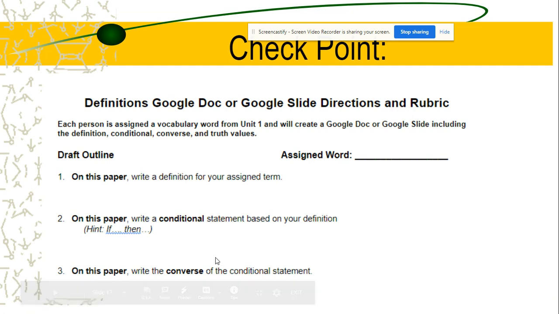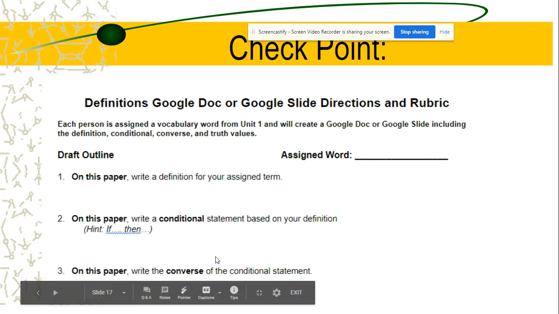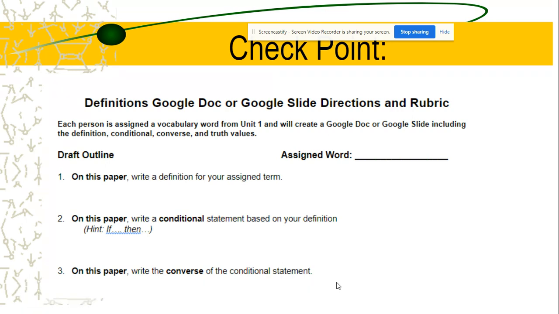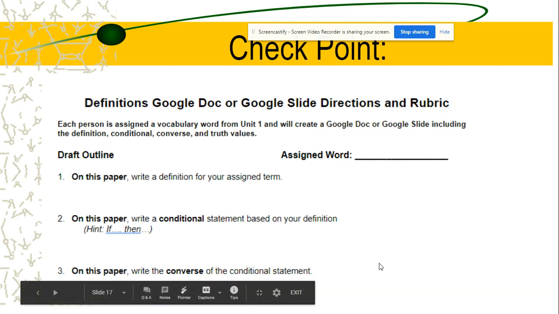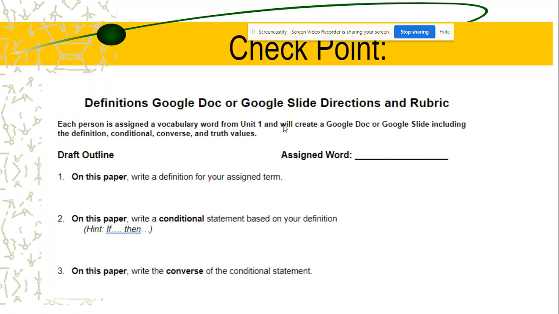Then on number 2, go ahead and take that definition and write it as a conditional statement for your word. I want you to also practice writing the converse of the conditional statement and keep going, analyze the truth value of that, and then find some examples and some non-examples, okay? Examples of your word and some non-examples of your word. And what you want to do after you've worked through your examples in your rough draft is to create a formal copy, or like a final copy, in either a Google Doc if you'd prefer, or a Google slide.